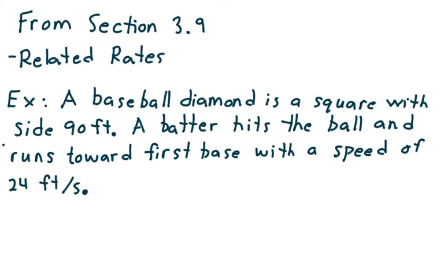This is a video from section 3.9 and it's on related rates. And this is the baseball diamond problem. A baseball diamond is a square with side 90 feet. A batter hits the ball and runs towards first base with a speed of 24 feet per second.